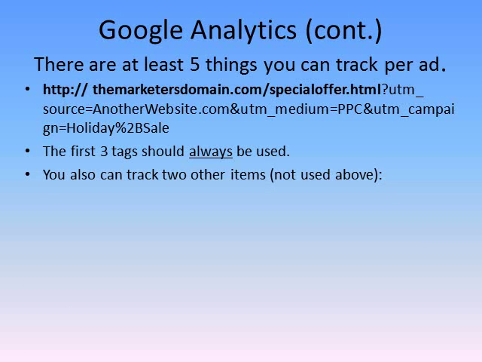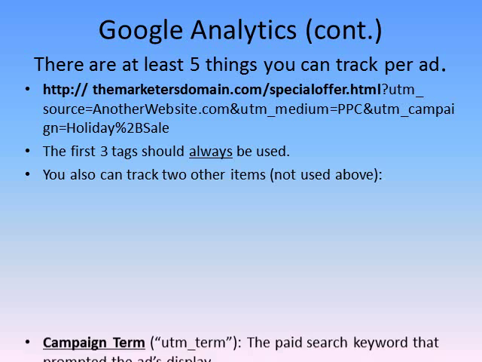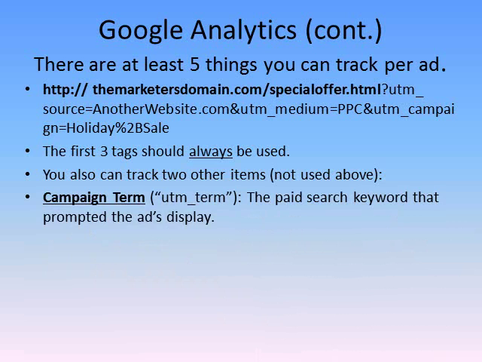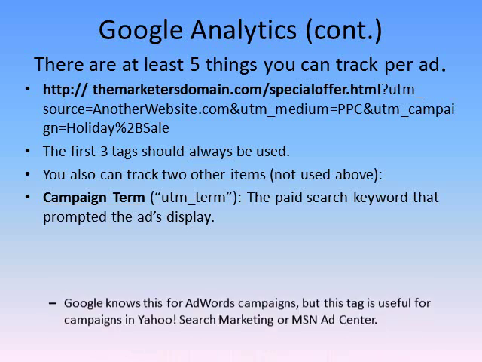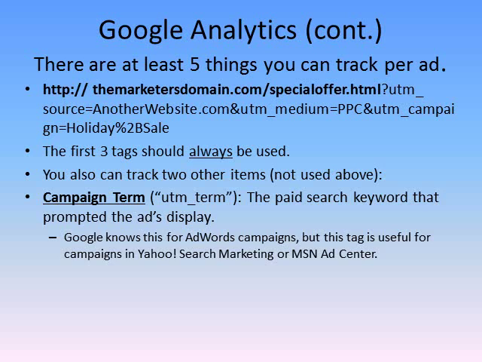But you also can track 2 other items that aren't used in the example, but I at least should tell you what those items are. The first is the campaign term, and what that is, it's the paid search keyword that prompted the ad's display. Why did this ad come up? It's because if it's a pay-per-click ad, the searcher searched for a particular keyword or a key phrase. So you can include that.